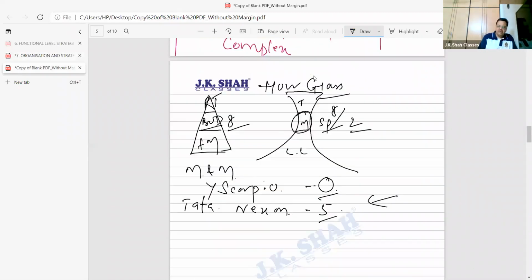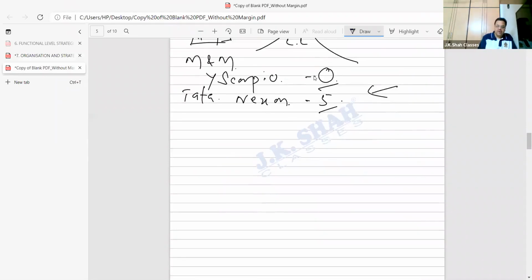One last one which is left out and explained, students, pay attention. It's called the networking structure. I'll give a real example. Everything will be clear, beta.